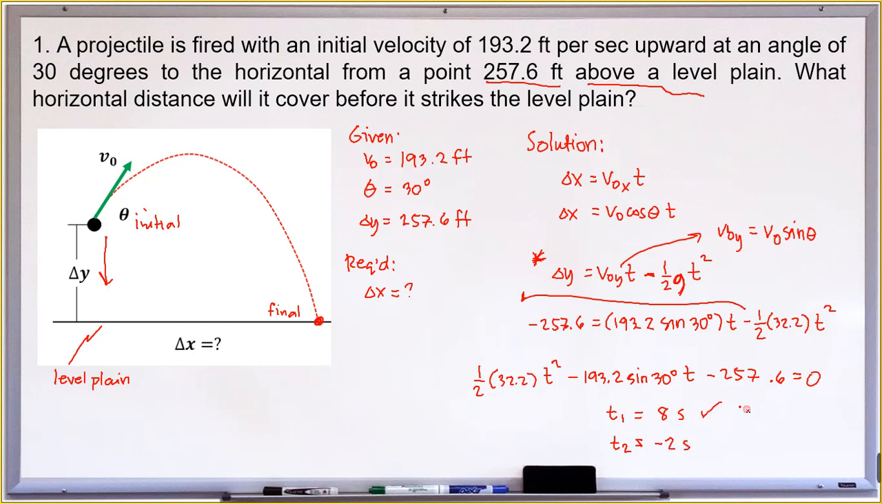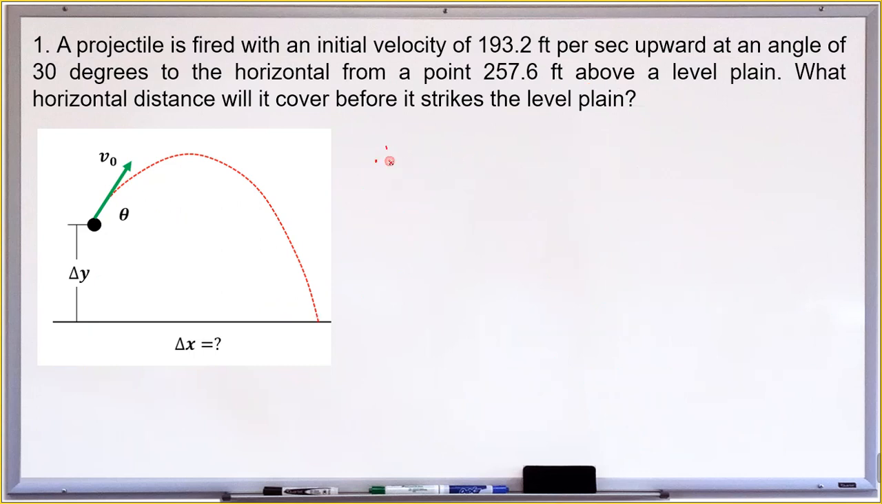Of course, the negative time is absurd na siya. Okay? So we're going to use the positive time. So for the next slide, we're going to solve for the delta x na because we already know the time and then given naman ang theta and also the initial velocity. So therefore, we have our delta x is equal to v naught cosine of theta times the time.